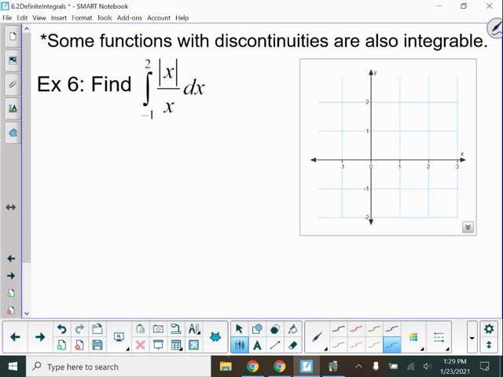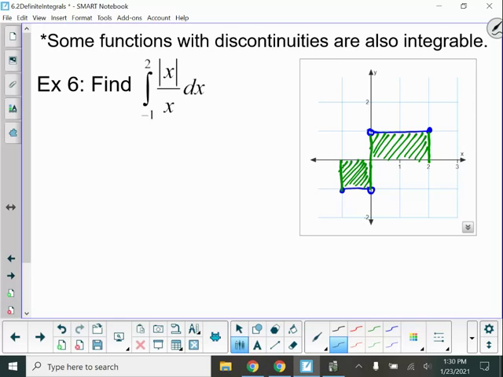Because from -1 all the way up until 0, I would get a value of -1. Obviously, the top is always going to be positive, but you're dividing by the negative of the same number. So that's going to be down at -1. And then from 0 to 2, not including 0, I'm going to jump up to +1. So my function is going to look like that. Well, I can still use geometry and find the area between the curve and the x-axis. I know we always say area under the curve, but it really should be area between the curve and the x-axis.